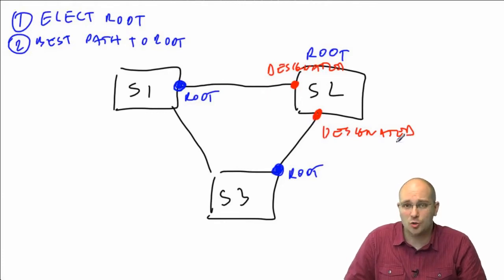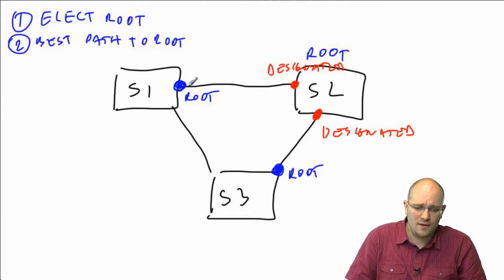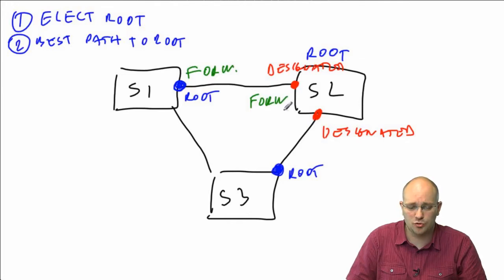These are so-called port roles. There are other port roles, and I will explain them in due course. So now, these interfaces here, the root port and the designated port, they're going to be in a forwarding state. They're going to be able to transmit the traffic.